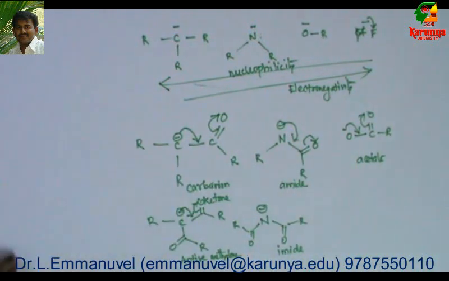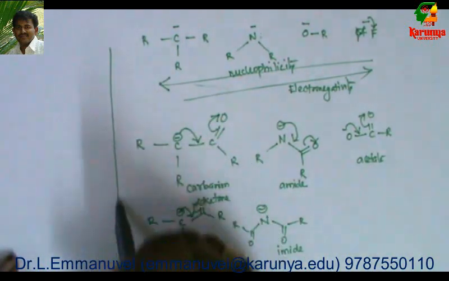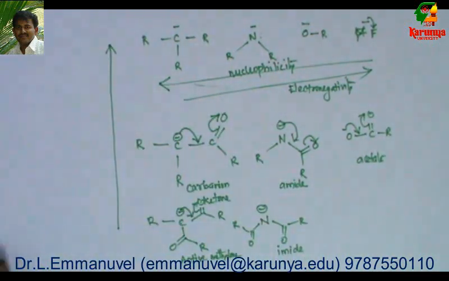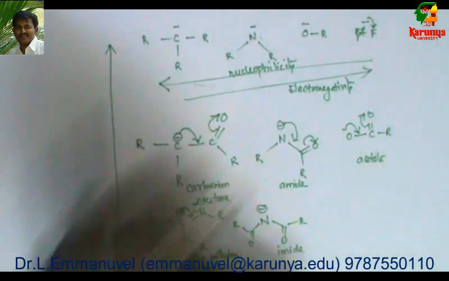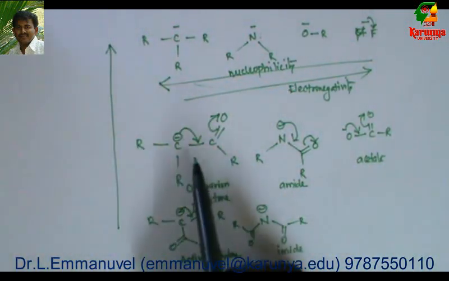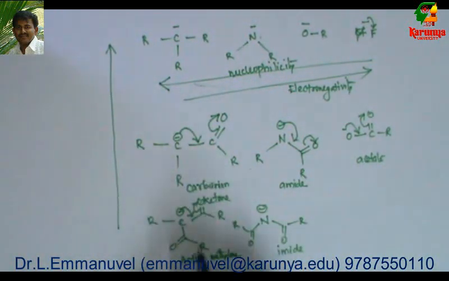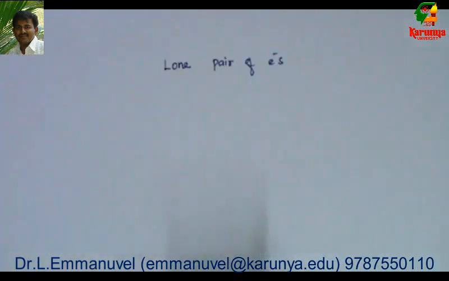So if you compare these three, the reactivity is high for carbanion. When you go for ketone, it decreases. When you go for active methylene compounds, it decreases further. The reason is it is resonance stabilized. What about the lone pairs of electrons? That is the second type of nucleophile.